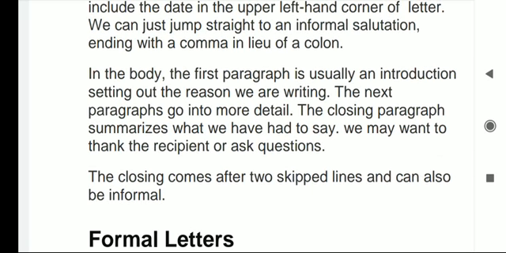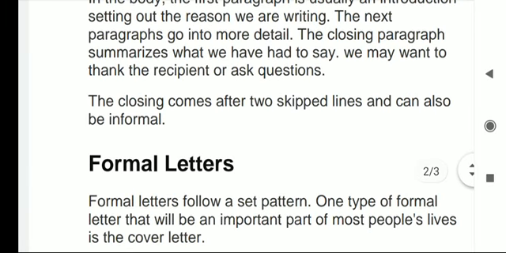In the body, the first paragraph is usually an introduction, setting out the reason we are writing. The next paragraph goes into more detail. The closing paragraph summarizes what we have had to say. We may want to thank the recipient or ask questions. The closing comma comes after two skipped lines and can also be informal.